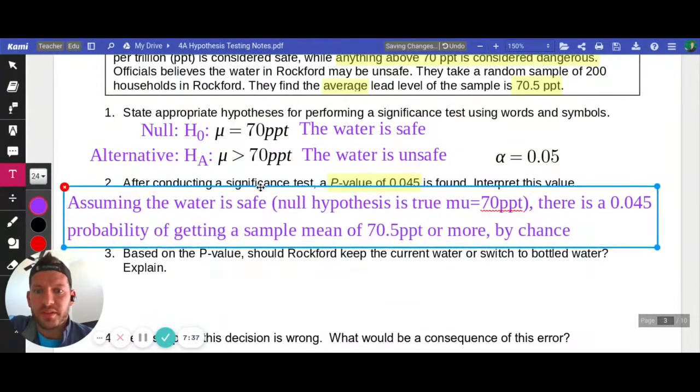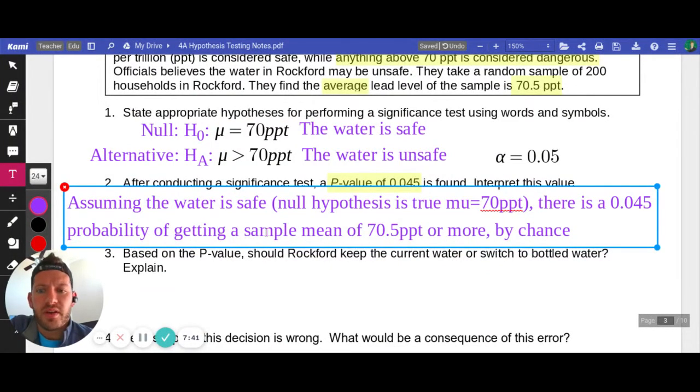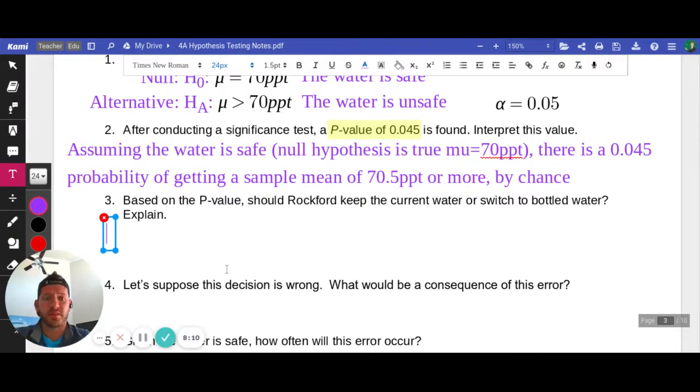So if this null hypothesis is true, that mu does equal 70 parts per trillion, then there is about a 4.5% chance of actually getting a sample mean of what they got, the 70.5 parts per trillion or more. So that's kind of low. That won't happen that often. Then that means that we should probably reject the null hypothesis and say that we have evidence for the alternative hypothesis.